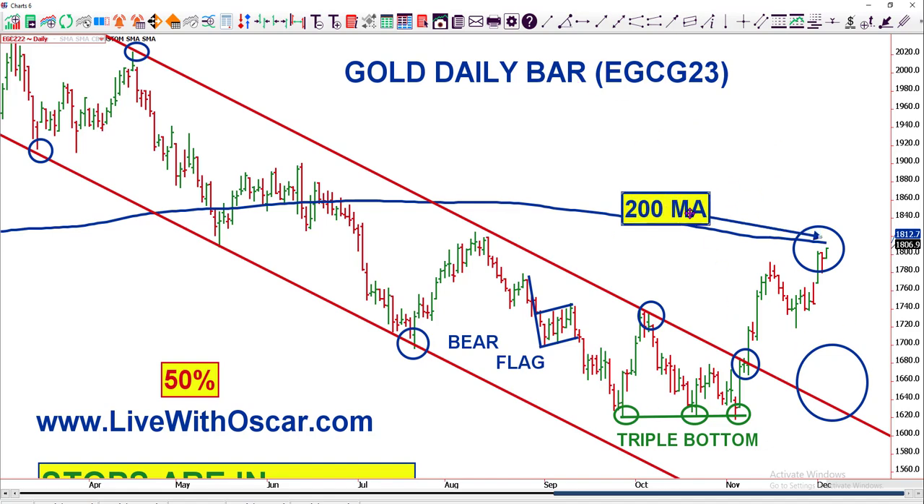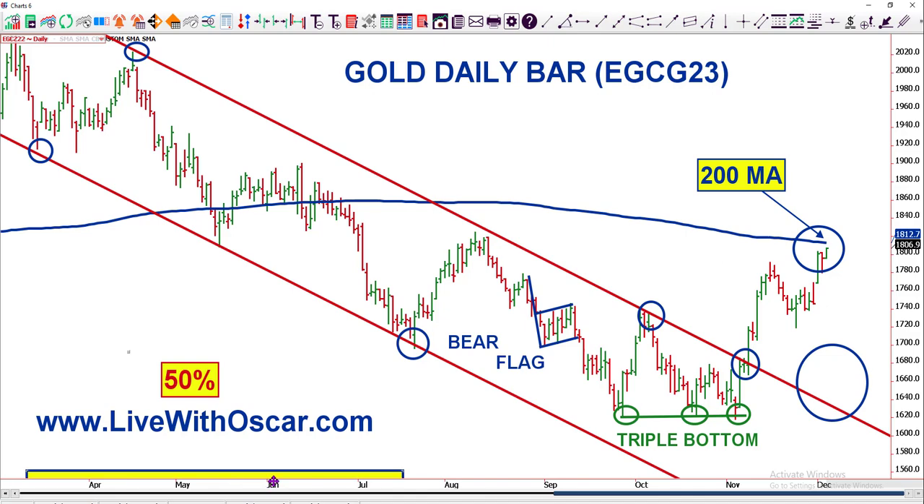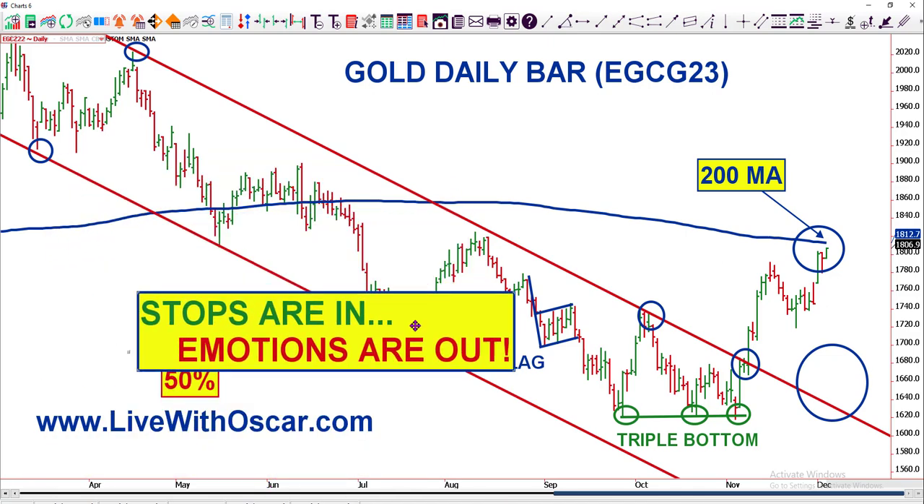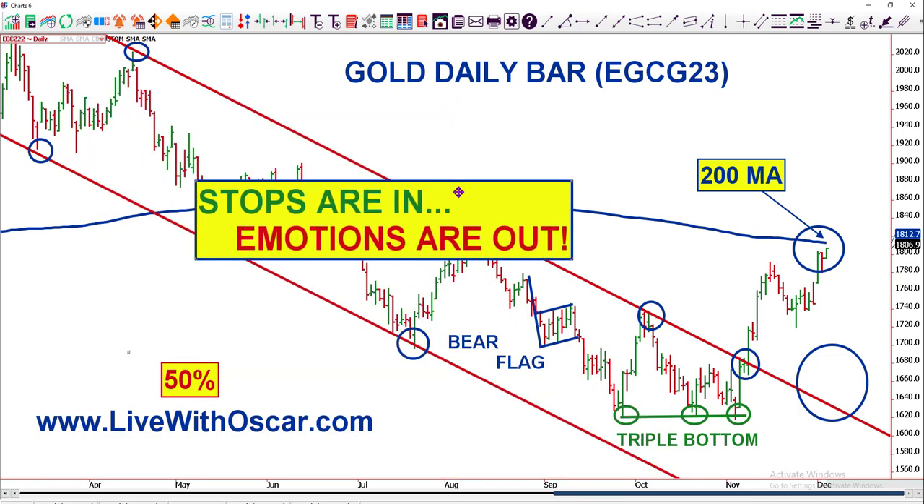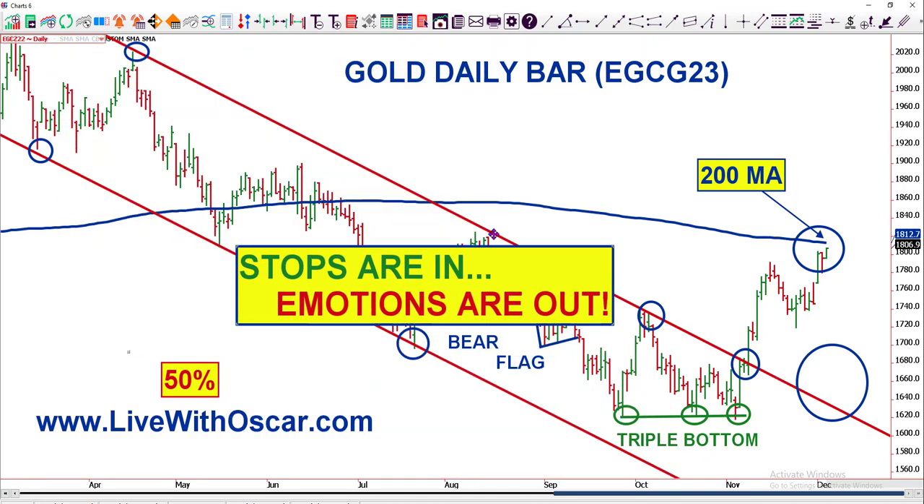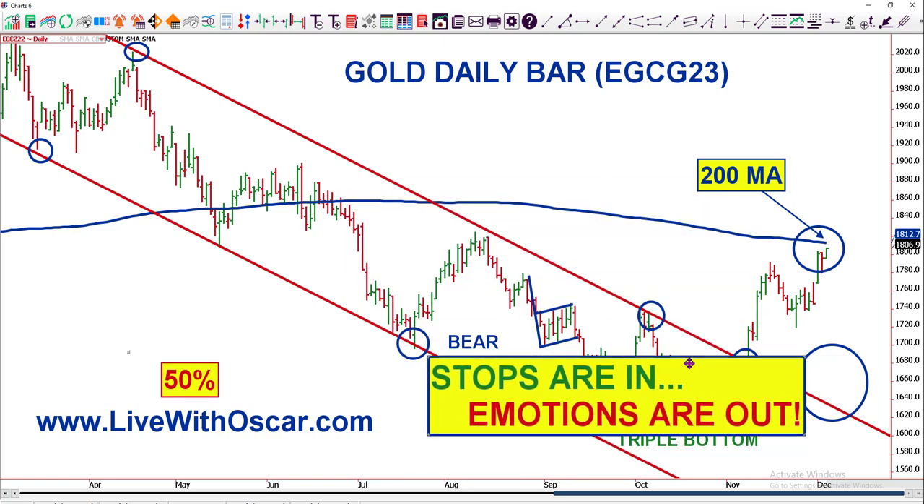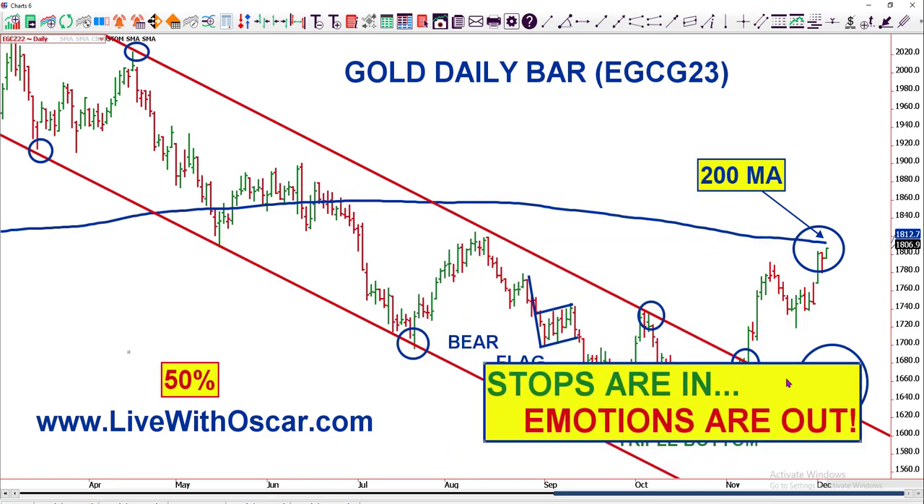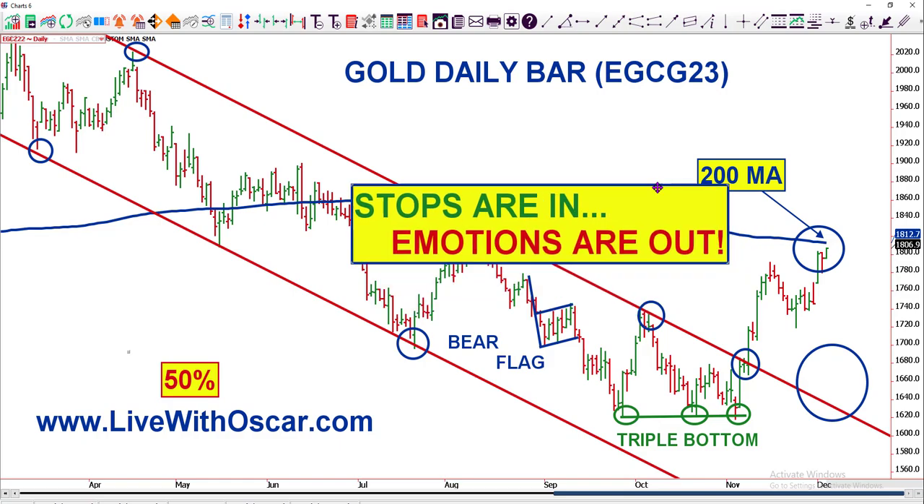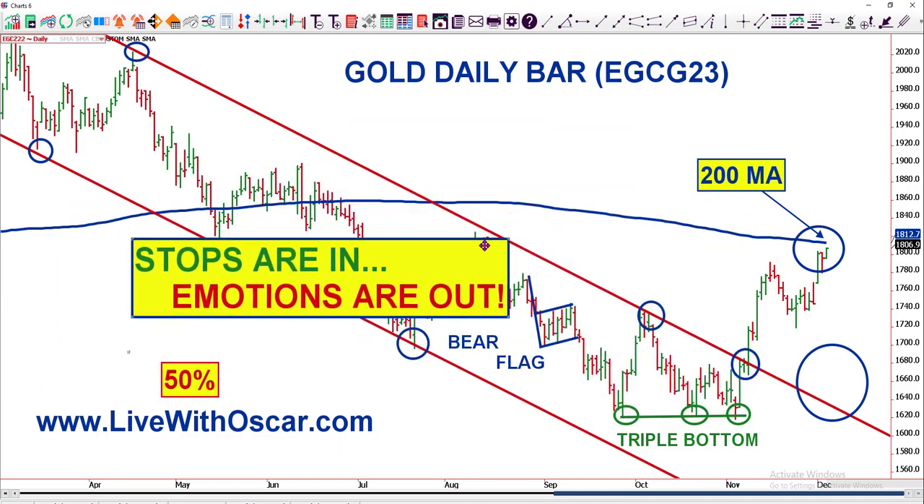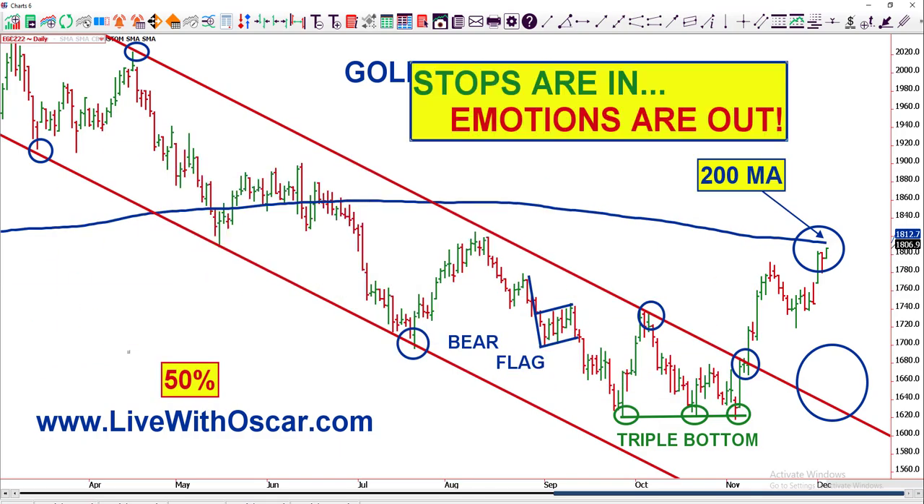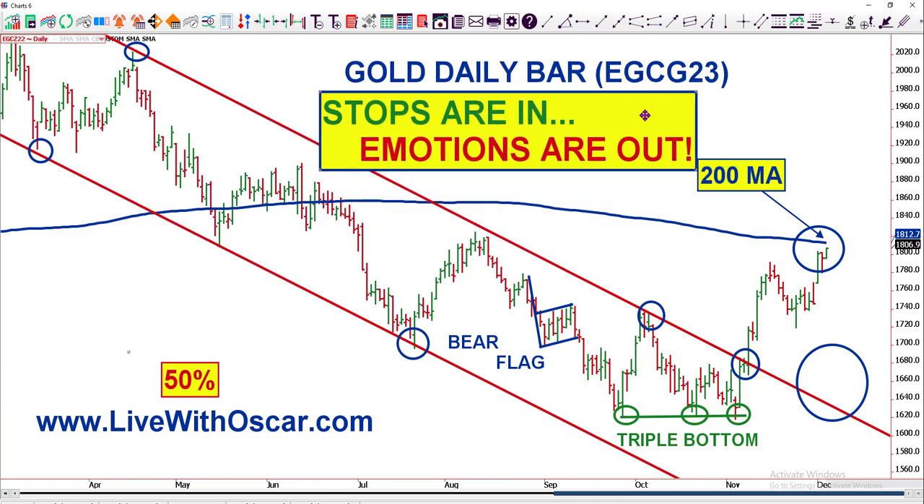Remember, keep your emotions out of trading. One of the best things you can do, in my opinion, is follow Wall Street and keep your eye on the 200-bar moving average. Put your darn stops in first. Then say this to yourselves over and over again, because I promise you it will help. Stops are in. Emotions are out.